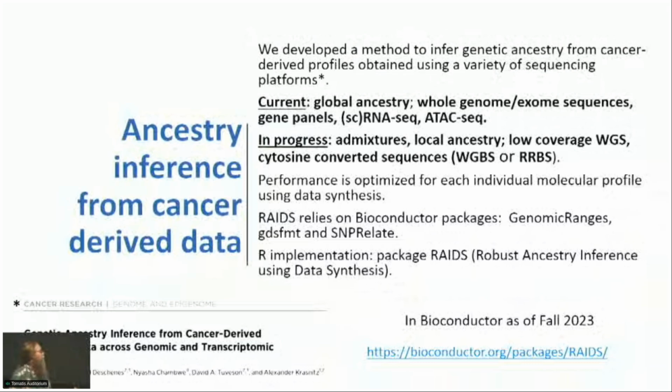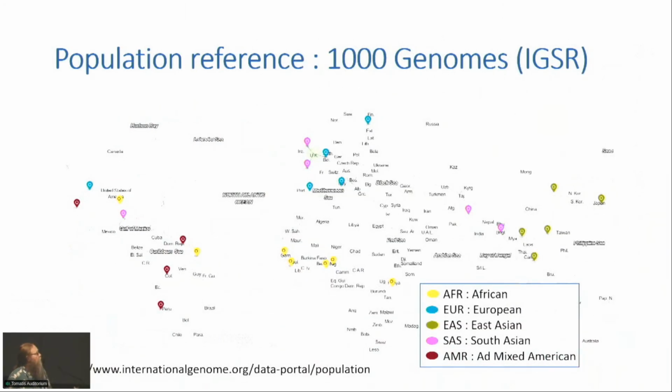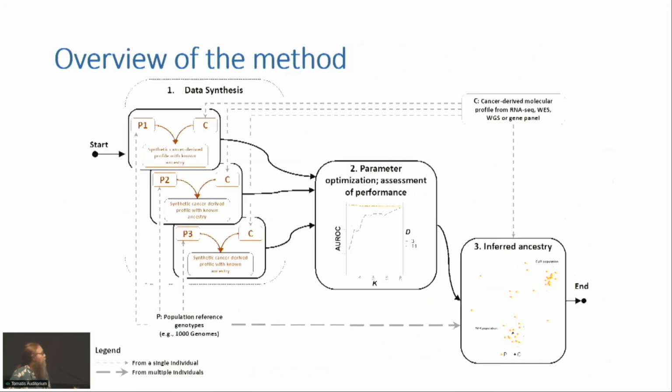We use a lot of packages from Bioconductor, like GenomicRanges, gdsfmt, and SNPRelate. So the package first uses a reference. We need a reference population. By default we use the 1000 Genomes, the new version, but we can use the reference you have if you prefer. We use the 1000 Genomes because it's public and not restricted.